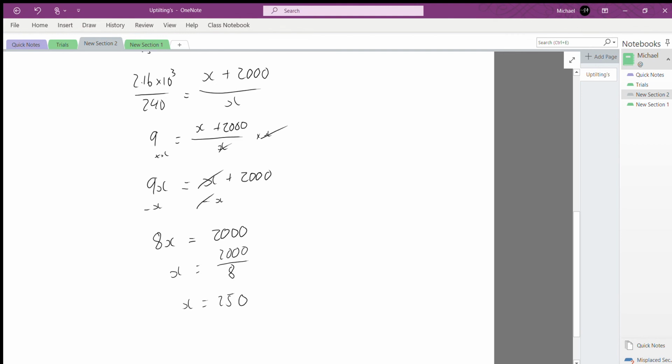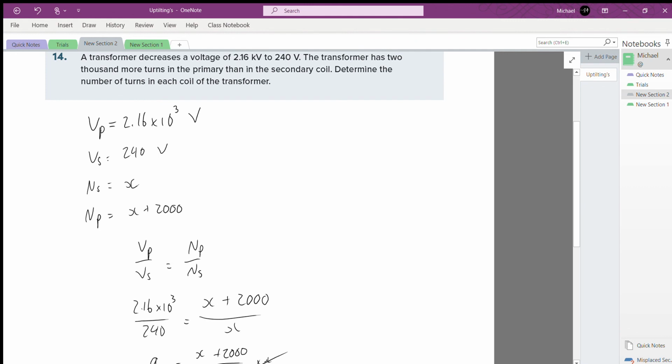Now we have to make sure that we answer the question. So we've worked out X, so the number of turns in the secondary coil is 250, and the number of turns in the primary coil is 2,000 plus 250, so 2,250, and that's it.